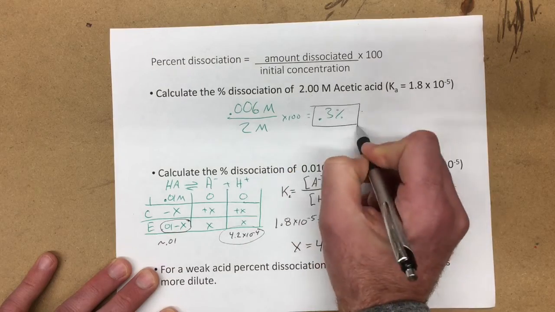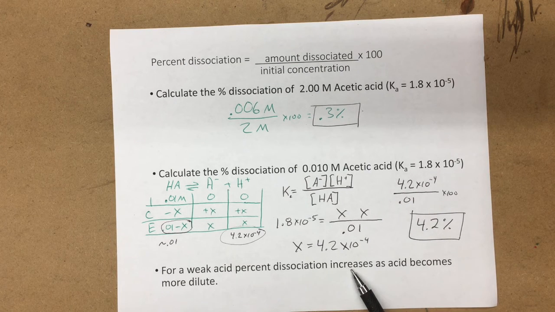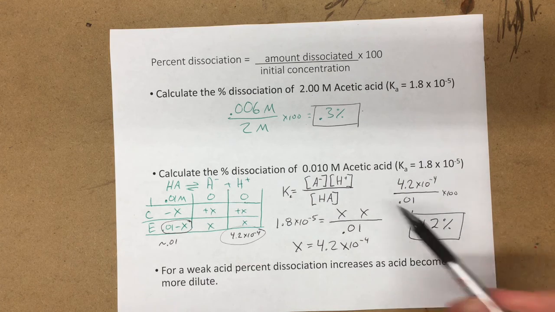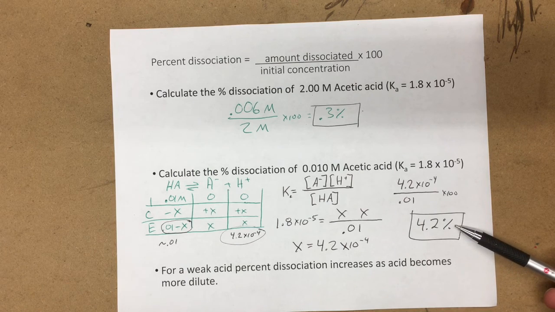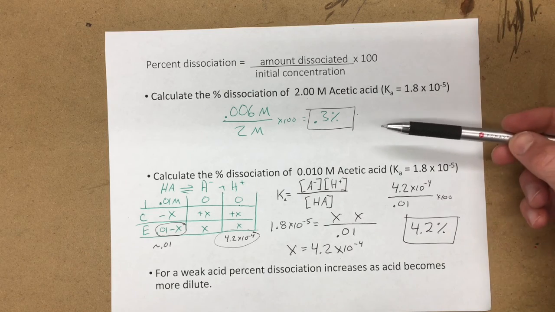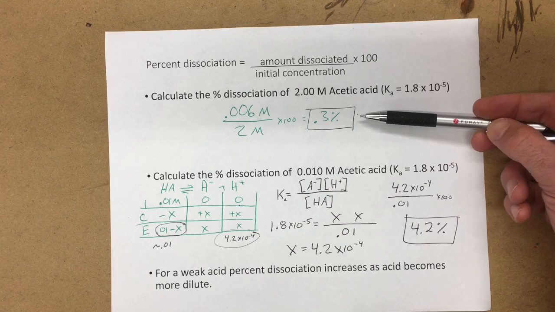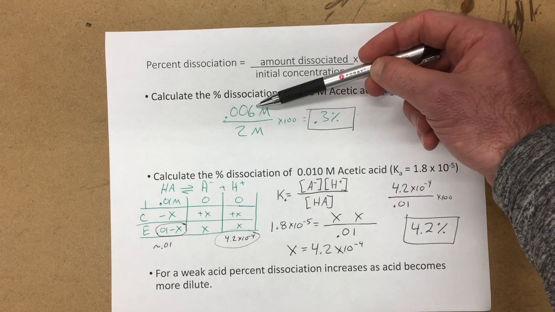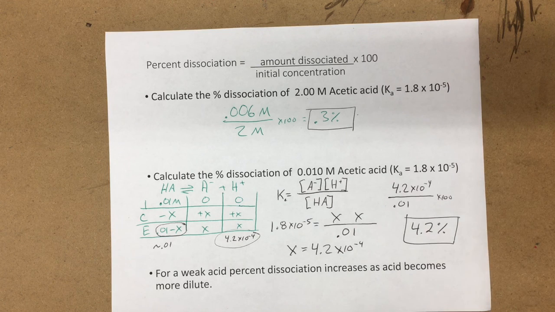One of the things we find here, looking at our two percent dissociations, is that in a weak acid, the percent dissociation is going to increase as the acid becomes more dilute. What does that mean? It means that at a low concentration, like 0.01 molar, a higher percentage of the acid is dissociating. And at a high concentration, like 2 molar, less of it is actually dissociating. This is still going to have a higher concentration of hydrogen ion, but it got that concentration with a lower percentage of it actually dissociating.